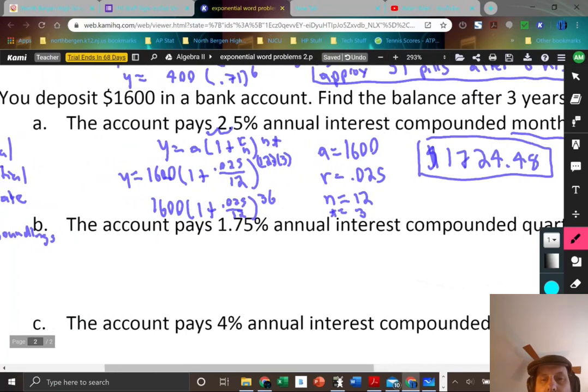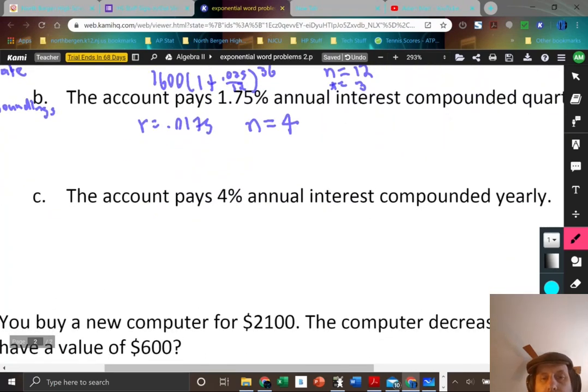So part B, compounded quarterly. In this case, you use the same values, except for R, which is 1.75 in this case, so R would be 0.0175. And since it's compounded quarterly, that means n is going to equal 4 times.